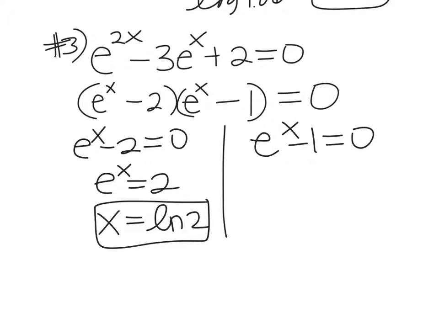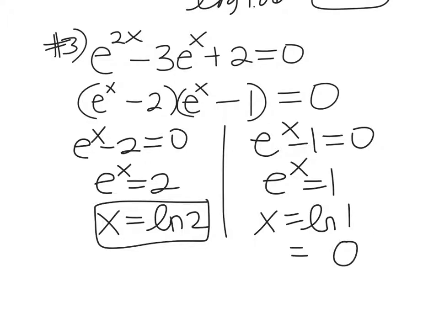Over here, add 1 to the other side. Take the natural log. So you get x equals the natural log of 1. What is the natural log of 1? 0. Yes, thank you. It is. And you get 2 answers for that one. You haven't done one of those before. But those are fun, right? Did you like it? No? Okay, great.